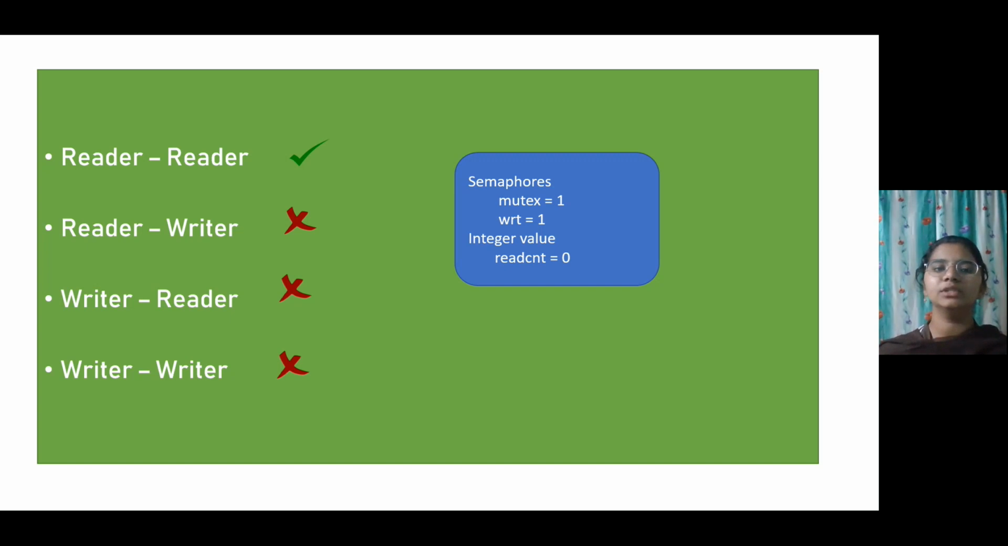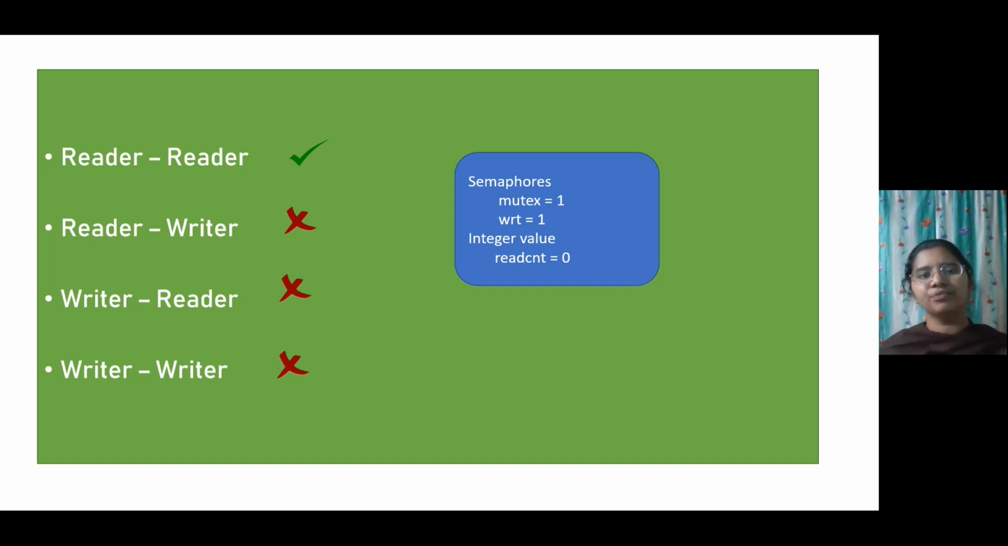Semaphore is a variable whose initial value is 1. To write the code in such a way that these problems won't arise, we have to consider two semaphores. One is mutex and another one is write. Both are initialized to 1 as they are semaphores.